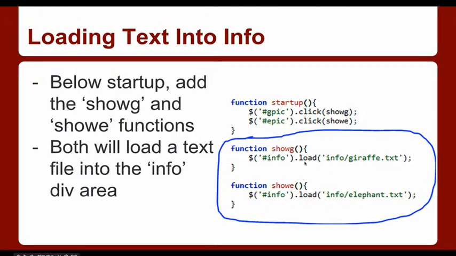Now this load is a jQuery function. It's actually an AJAX shortcut. AJAX is another technology you can use to load live data onto a web page. It's fairly complex and way beyond the scope of this tutorial, but just to let you know that jQuery makes it much easier with this load function. But what we're basically doing is loading up the text file into the info area.